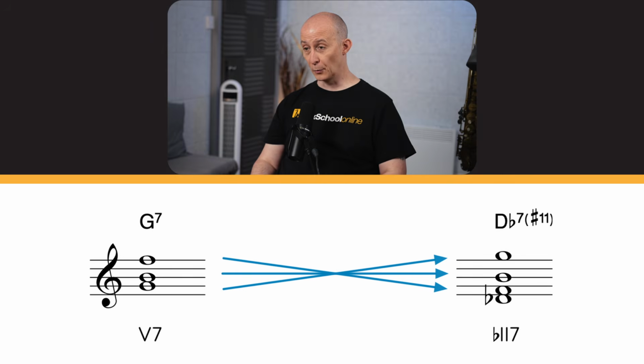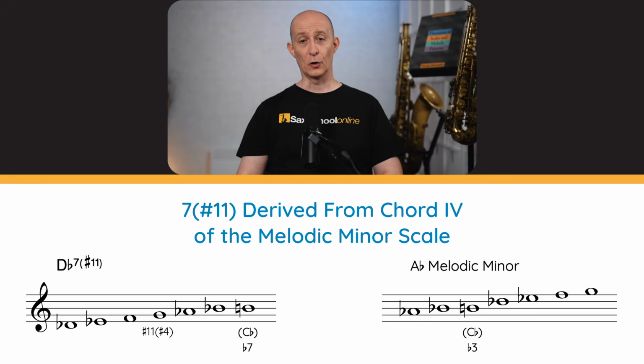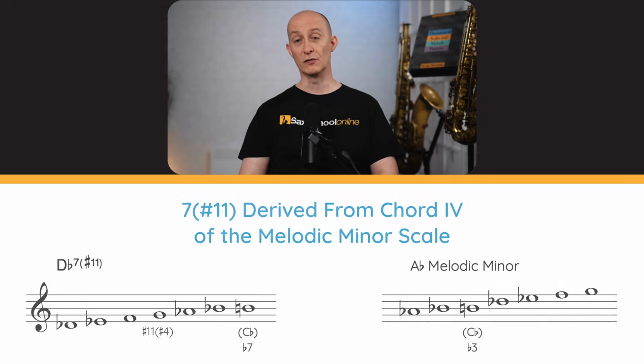Now, sharp 11 dominant chords come from one place in harmony, and that is chord 4 of a melodic minor. So in the case of this particular tritone substitution, D flat 7 sharp 11, D flat is the 4th degree of A flat, so therefore the tonality, the notes we're going to play over it, will be derived from the A-flat melodic minor scale, which is basically just like an A-flat major scale, except with a minor third. And that gives us the full series of notes that we'd use for improvisation over this chord.